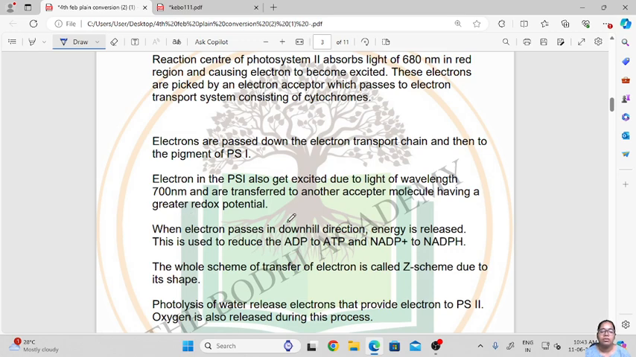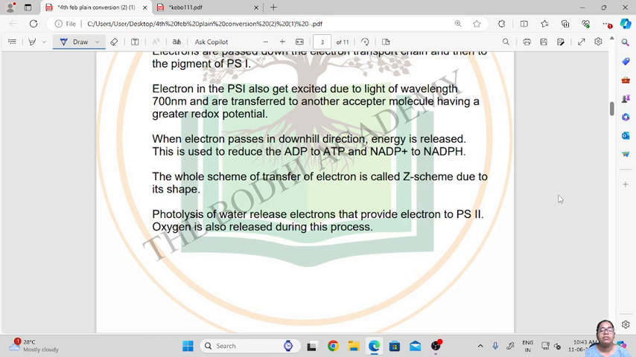Then when the electron passes in the downhill direction, energy is released, and this is used to reduce the ADP to ATP and NADP to NADPH, and the whole scheme of transport of electron is called the Z scheme due to its shape. And photolysis of water releases electrons that provide electrons to PS2, and oxygen is also released during this process.